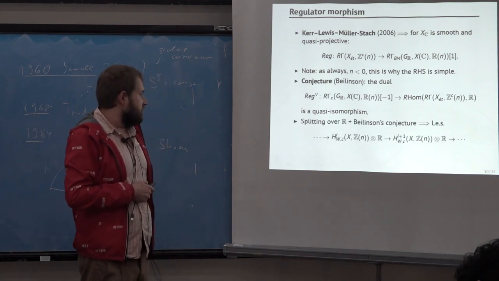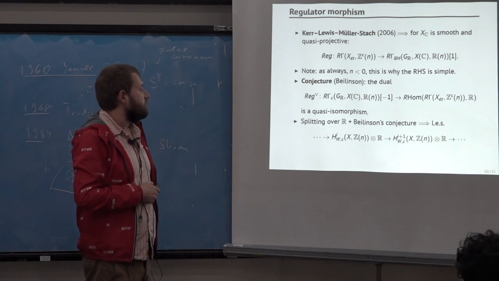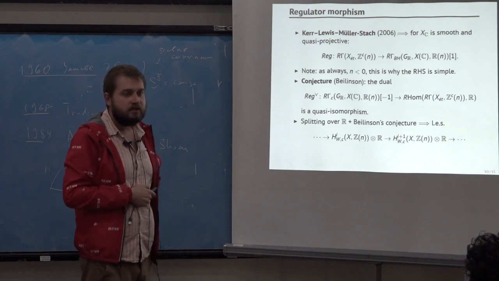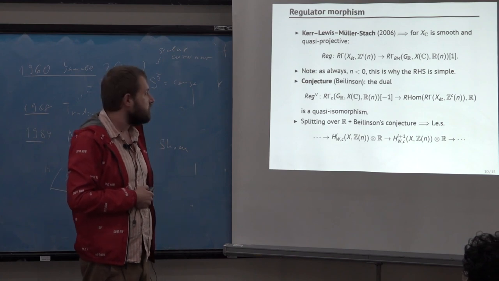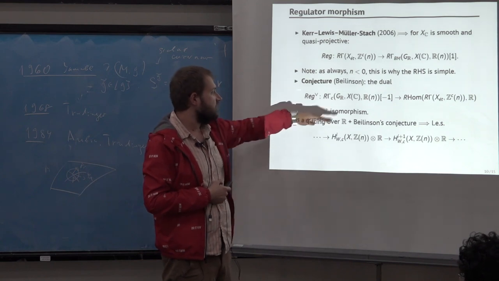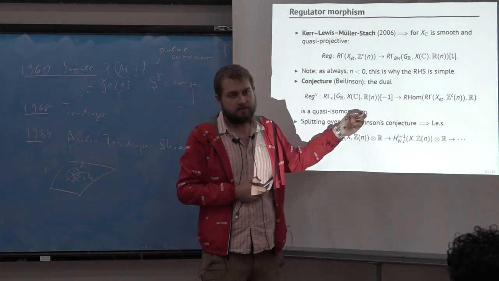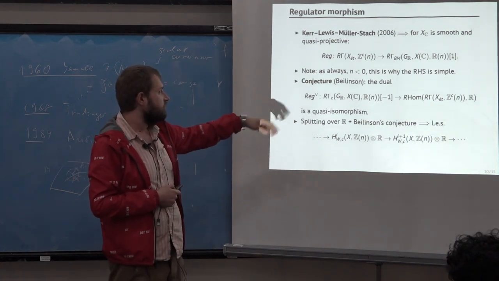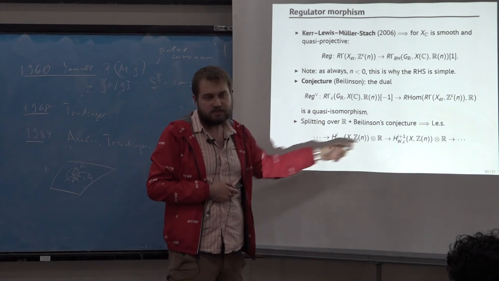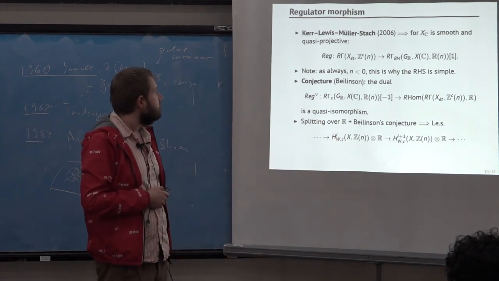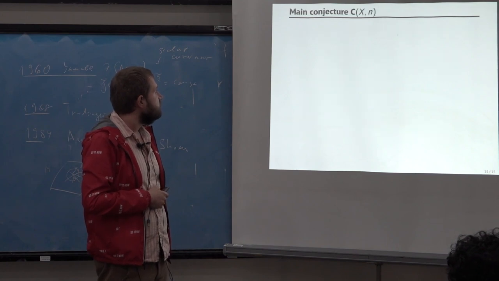And basically, the result that I mentioned, the splitting over R, plus Beilinson's conjecture, allows us to define in some obvious way this long exact sequence. This is because after tensoring with R, the splitting gives us this part and that part. No? So we define it more or less in the obvious way using the regulator, and we get this long exact sequence. Okay, so this is the regulator.